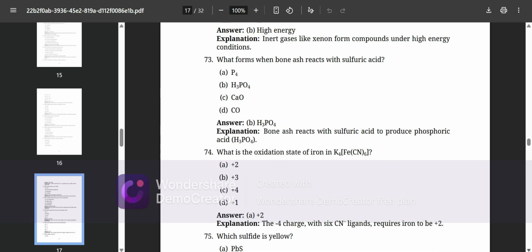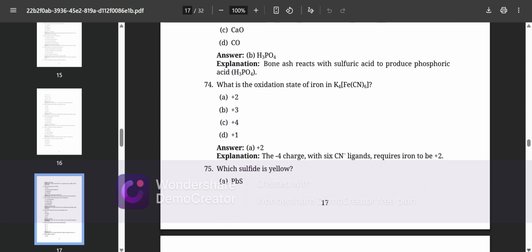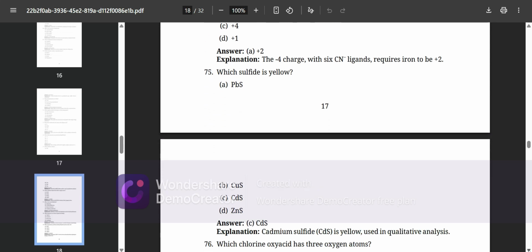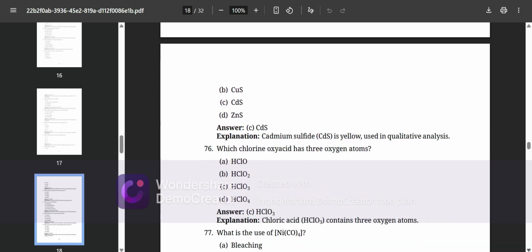What is the oxidation state of iron in K4[Fe(CN)6]? Plus 2. The minus 4 charge with 6 CN minus ligands requires iron to be plus 2. Which sulfide is yellow? CdS, cadmium sulfide. Cadmium sulfide is yellow, used in qualitative analysis.